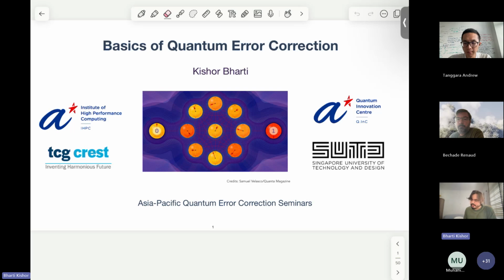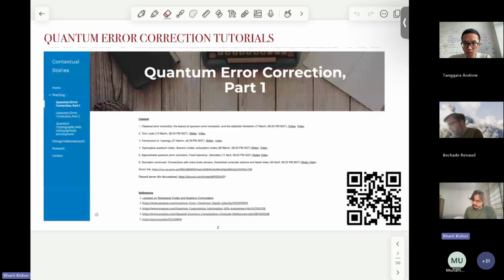So I will talk about basics of quantum error correction. There are 50-odd slides, but there is no intention to cover all of them. Let's see whatever we can cover in the next 1 hour 15 minutes or so.